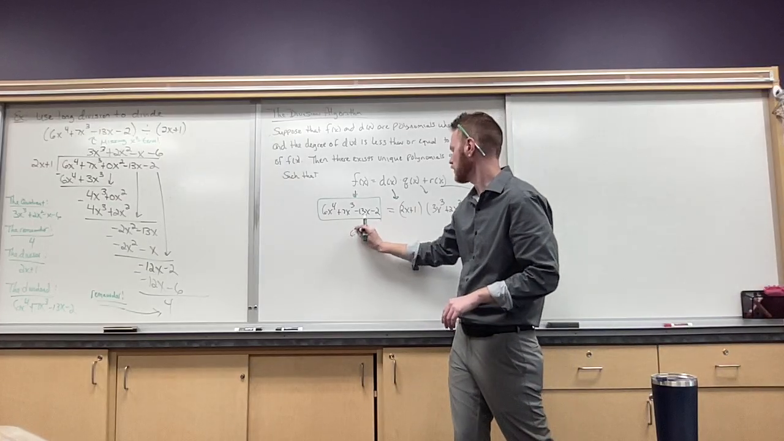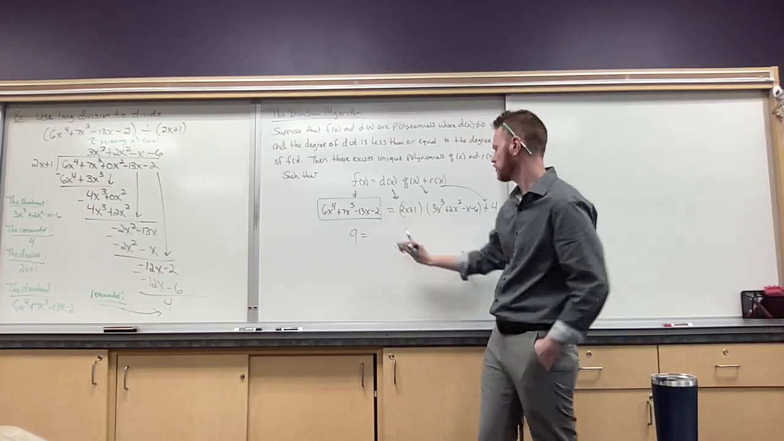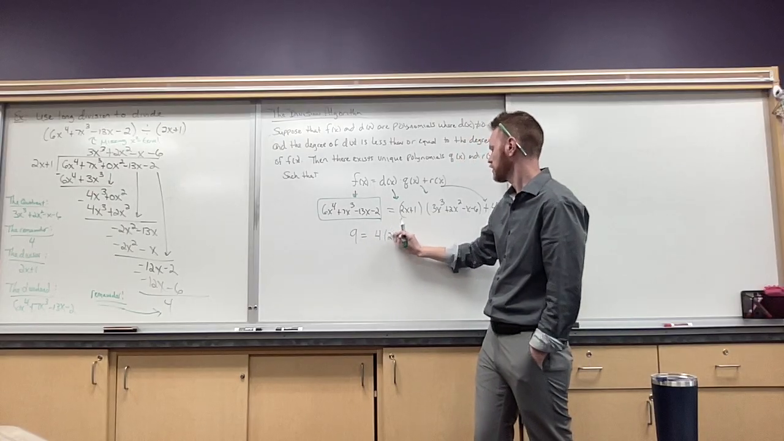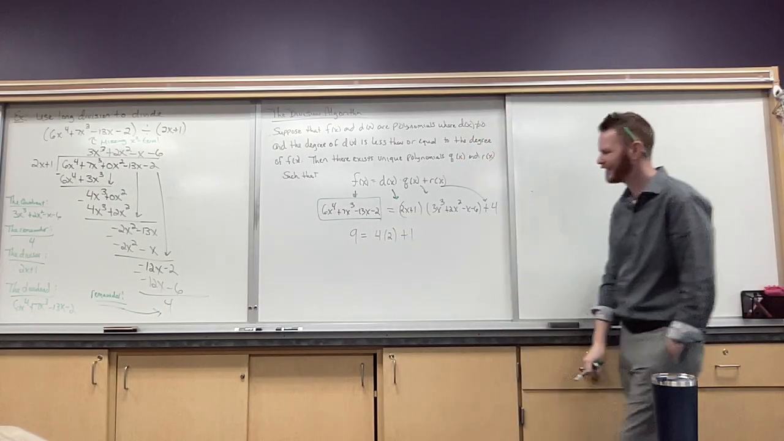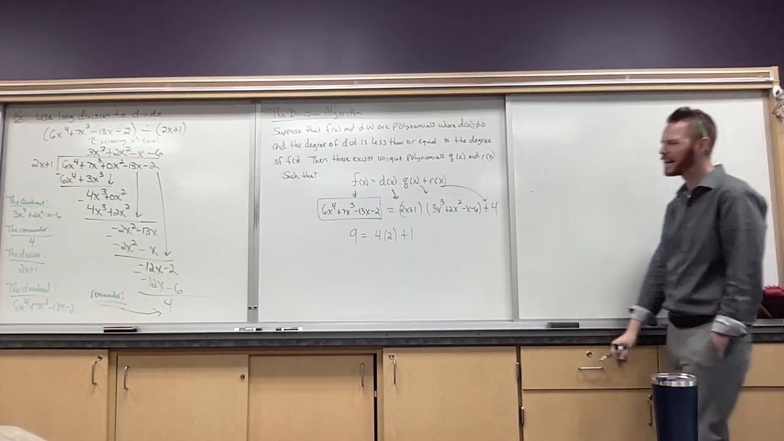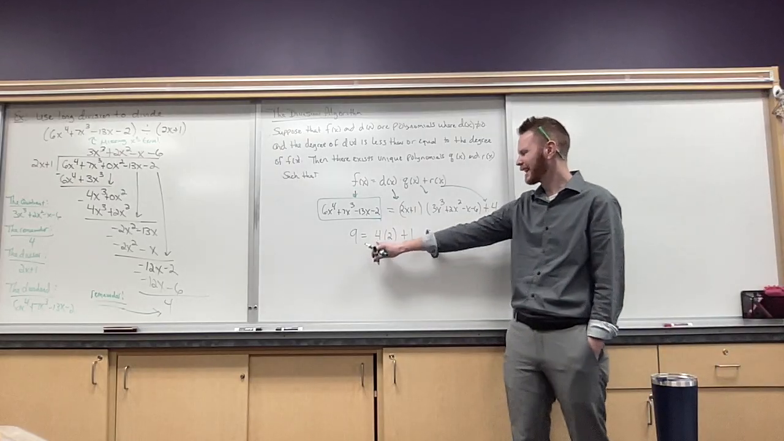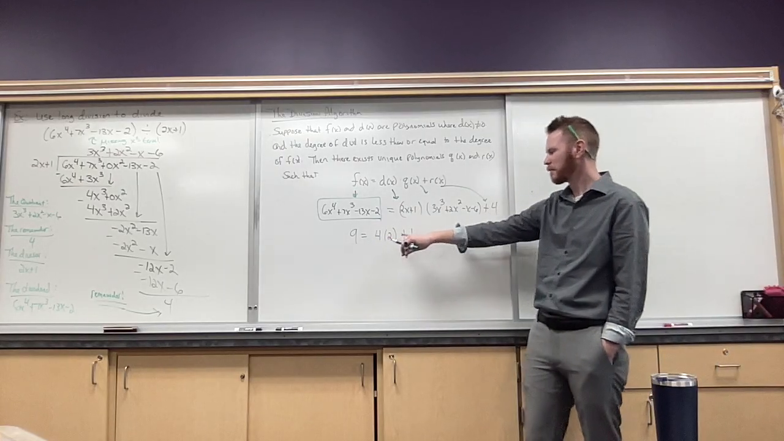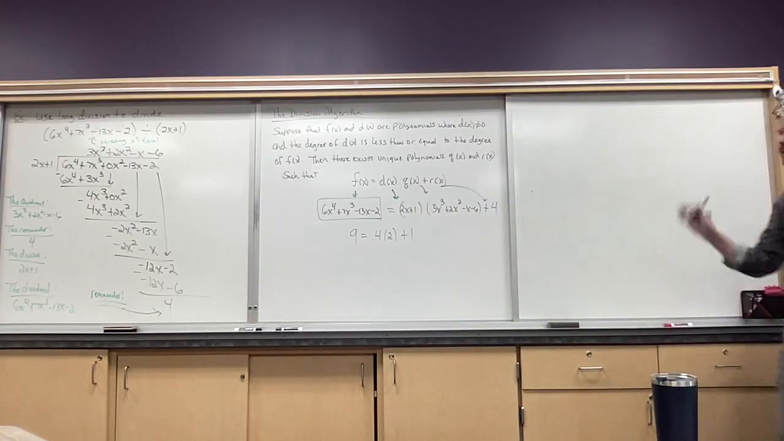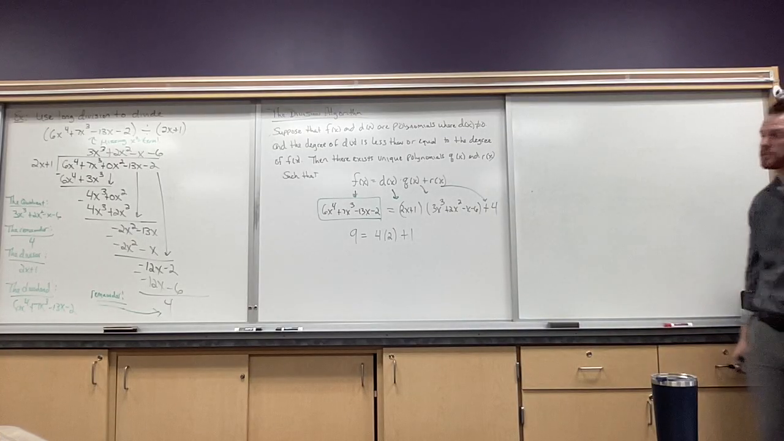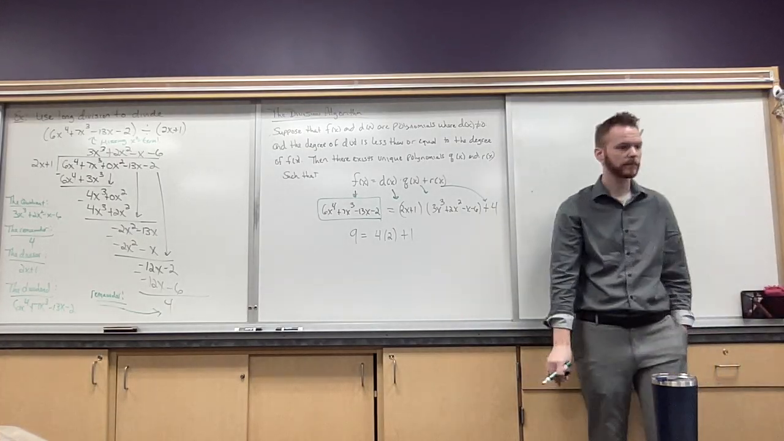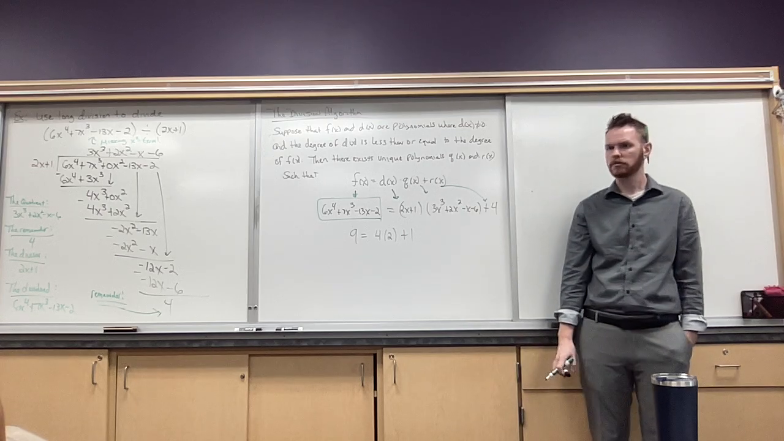Let's do 9. Okay, so 9 is equal to 4 times 2 plus 1. So if I were to divide 9 by 4, I could multiply it by 2, and my remainder is 1. So here's a nice number example that exhibits what this is doing here. Any questions on that?